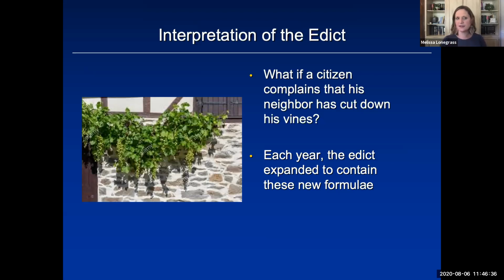Now let's say that a citizen comes to court complaining that his neighbor has cut down, not his tree, but his vines, his beautiful grapevines that were growing up and over the common wall. The vine is damaged and dies. Does our citizen have a remedy here?